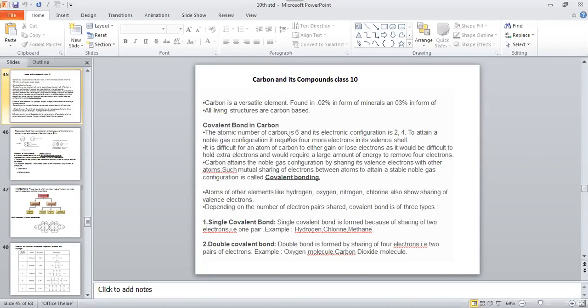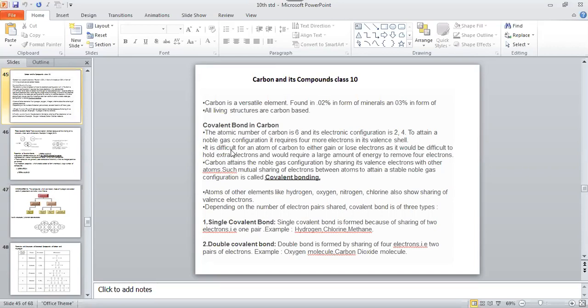How is it formed? That we will study first. So the atomic number of carbon is 6. Its electron distribution is 2-4, that is 2 electrons in the first orbit and 4 electrons in the second orbit. It attains the noble gas electronic configuration, that is 8 electrons. It requires 4 more electrons in its valence shell, and therefore the valency of carbon is 4.